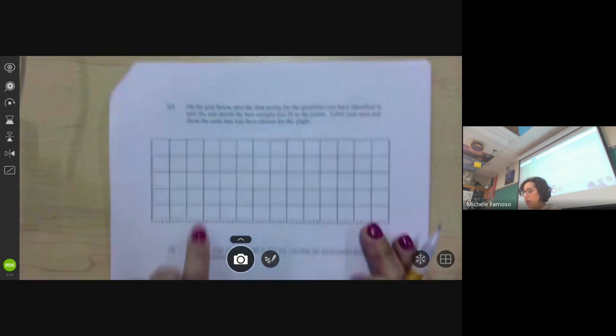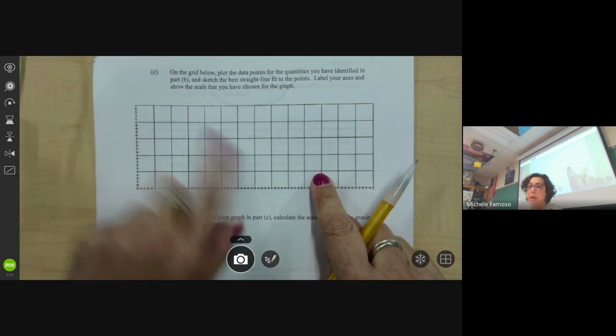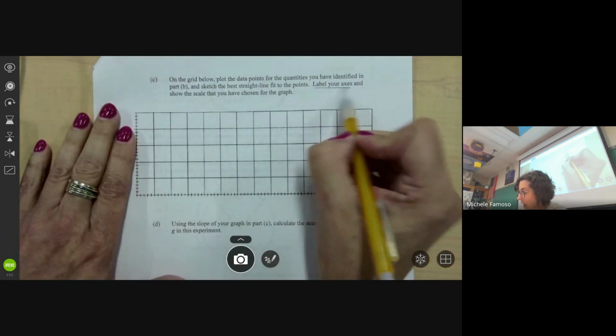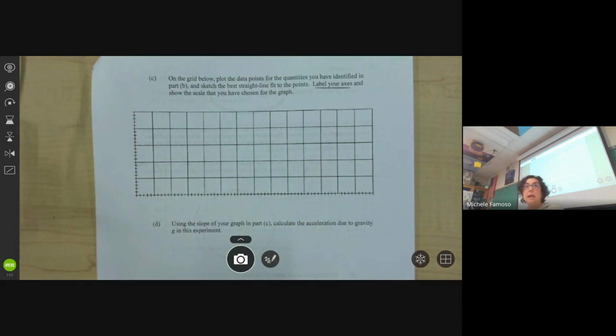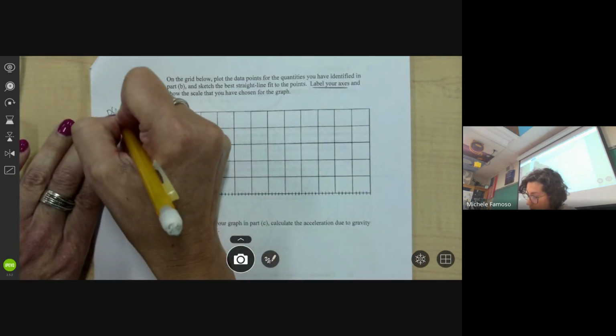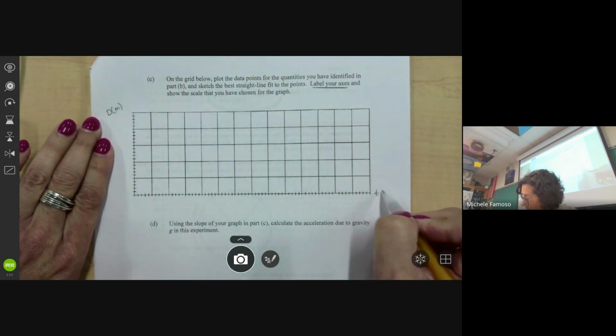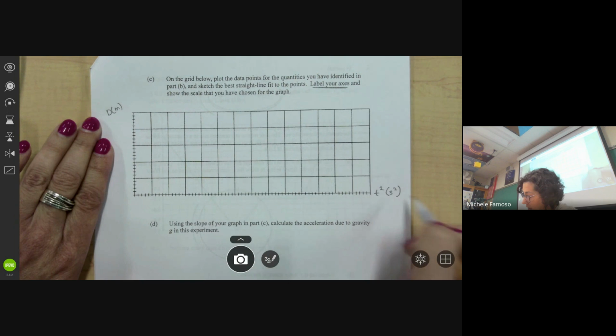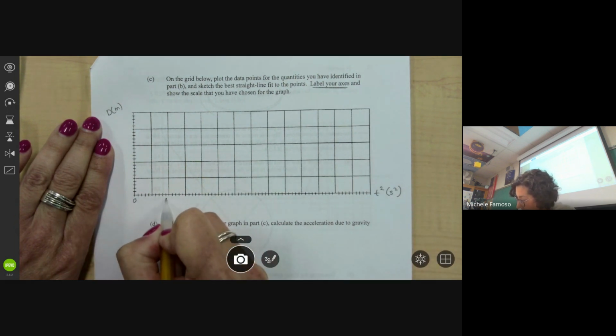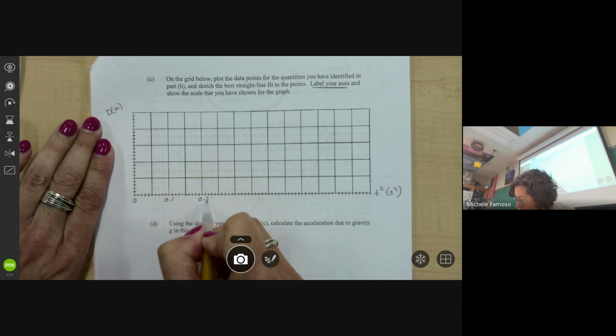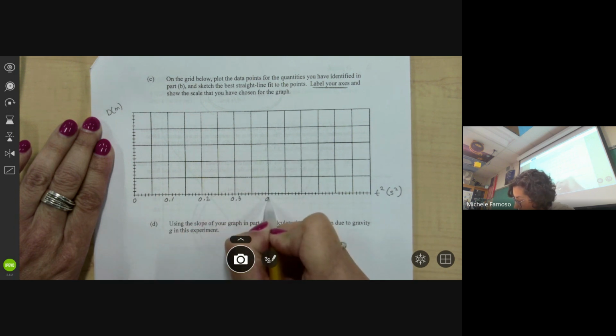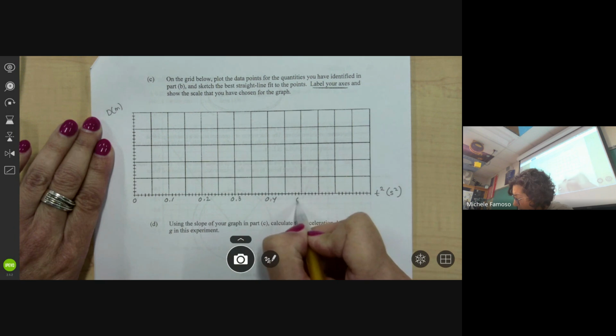Next. Now they want you to plot those points, make the graph. And it does say to label the axes. You didn't label the axes, and you're not going to get credit. So on the Y, we need to keep the distance in meters. On the X, we need time squared in seconds squared. If I remember right, this works out really nice. We don't have to use the whole thing.